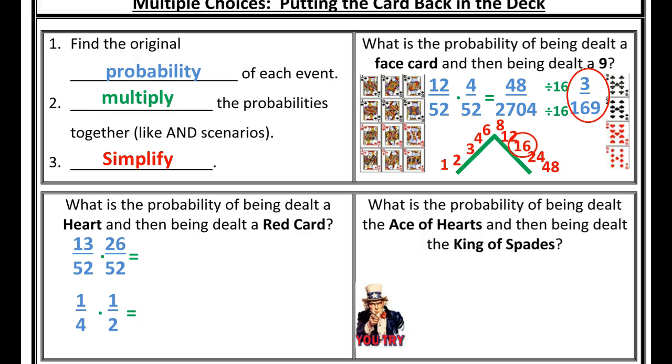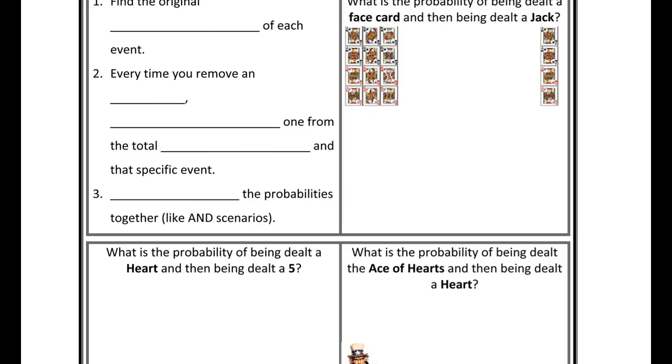You'll see a lot of the same fractions or same probabilities when they're simplified when you're dealing with cards. 1 times 1 is 1, 4 times 2 is 8. I have a 1 in 8 probability. In these scenarios, the card was put back into the deck. That's why the denominator is always 52. The total number of outcomes is always 52.